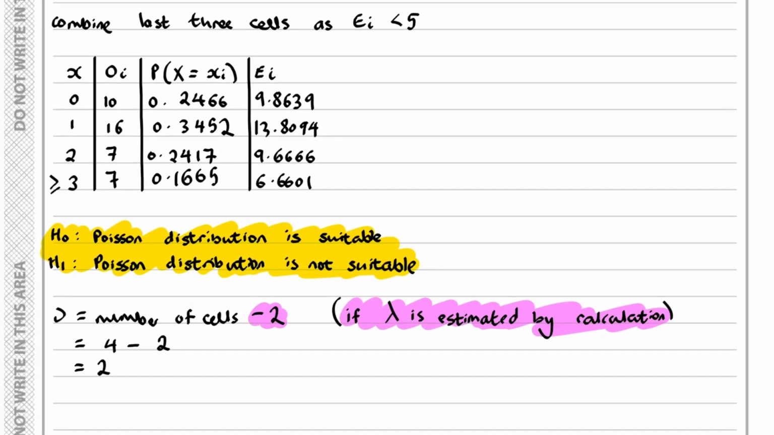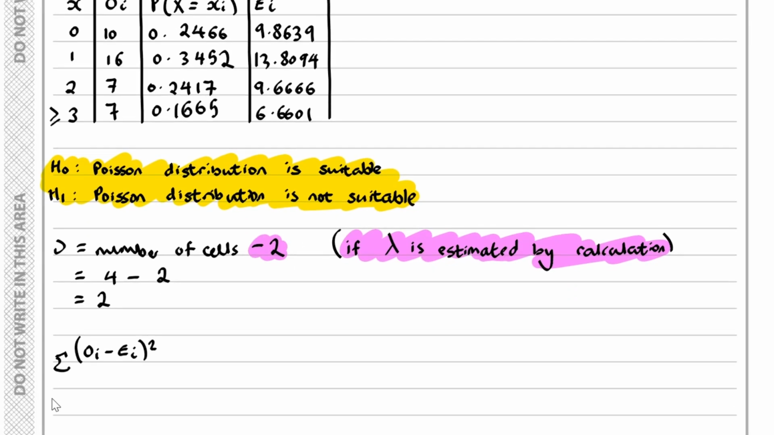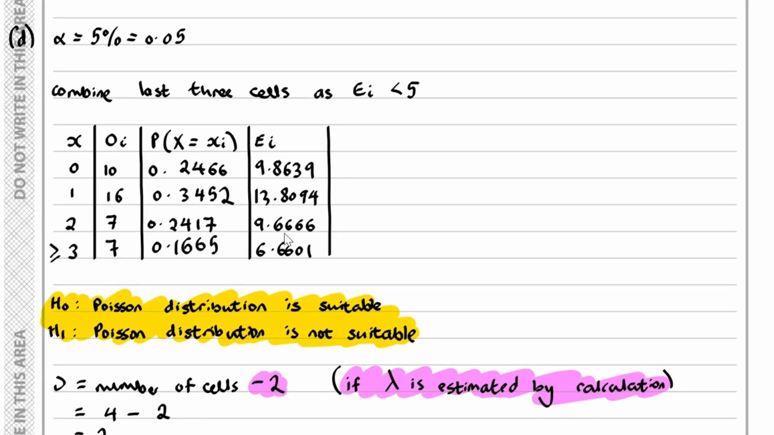So what we can now do is work out our test statistic. Before we do that, remember our test statistic is equal to OI minus EI, all squared, over EI. Okay, so we'd have to calculate that. So we have here OI minus EI all squared all over EI.